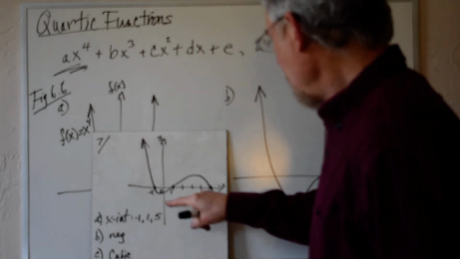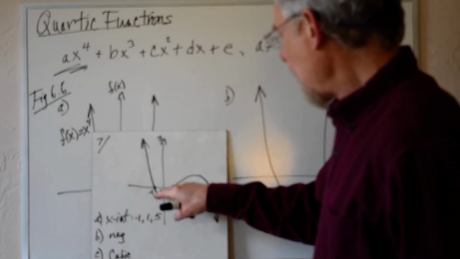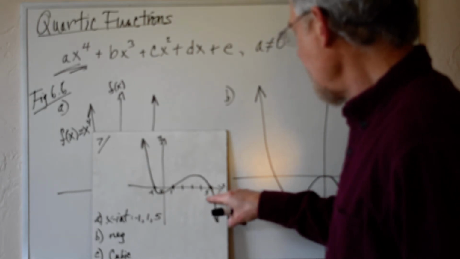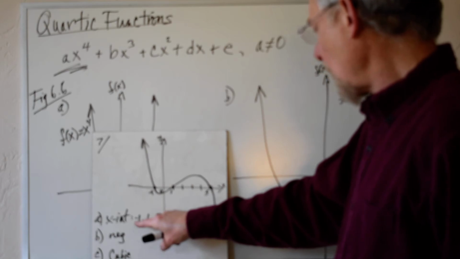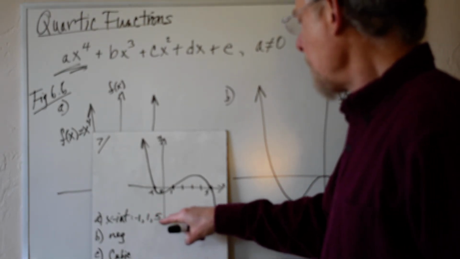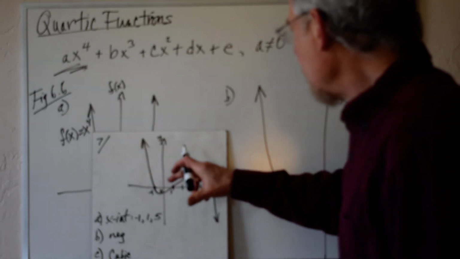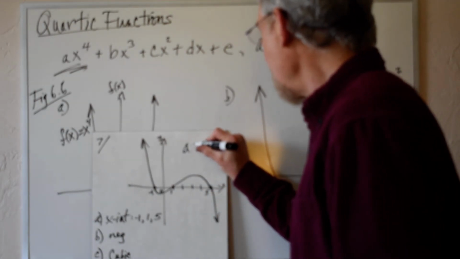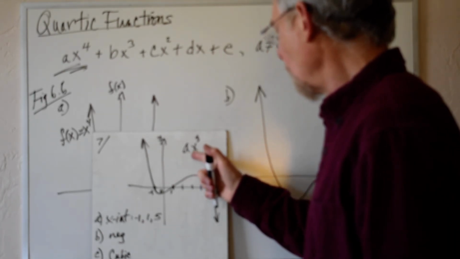Well, we can look here and see that the graph crosses the x-axis at -1, and then at +1, and then again at +5. So our x-intercepts are -1, +1, +5. Then we're asked, what is the lead coefficient here? What is the coefficient a that is multiplying the x cubed term?